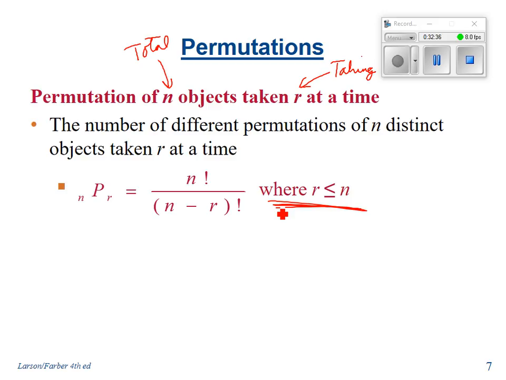On this formula, write it out: the number of items that you have to pick from, you're doing permutations, how many you're taking at a time.